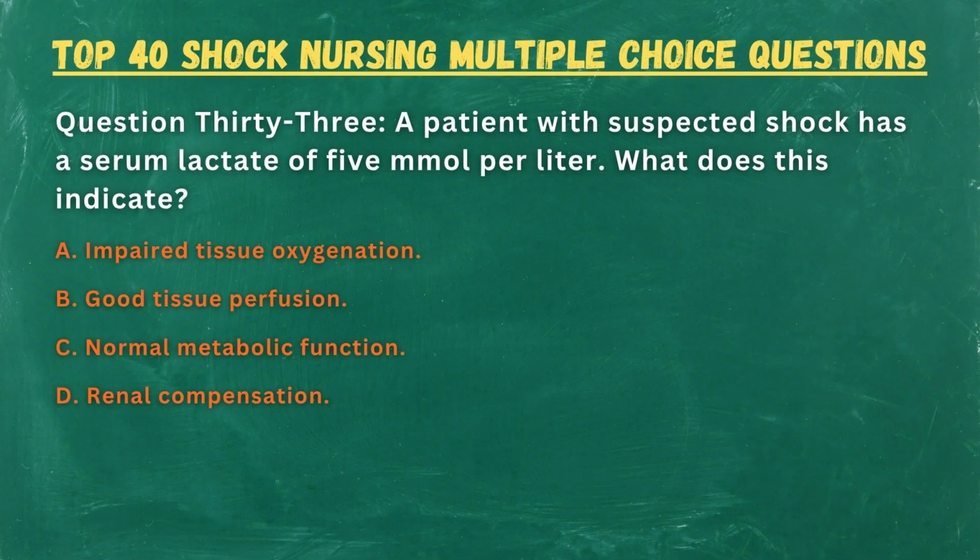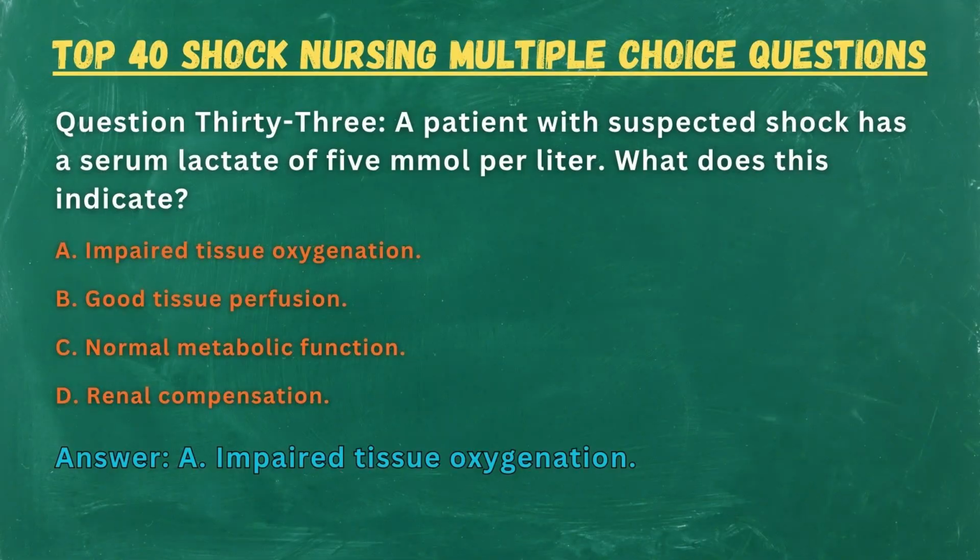Question 33. A patient with suspected shock has a serum lactate of 5 mmol per liter. What does this indicate? A. Impaired tissue oxygenation. B. Good tissue perfusion. C. Normal metabolic function. D. Renal compensation. Answer: A. Impaired tissue oxygenation.